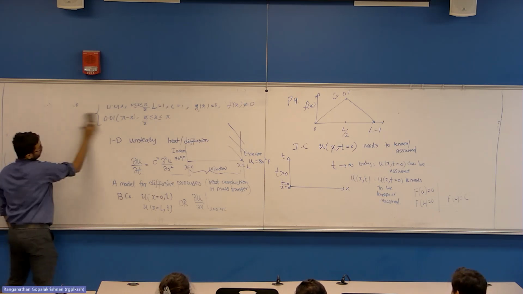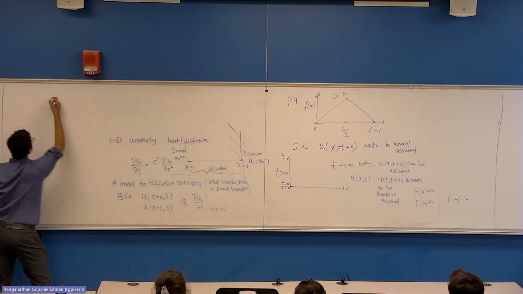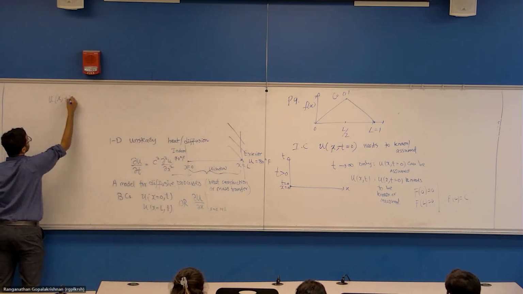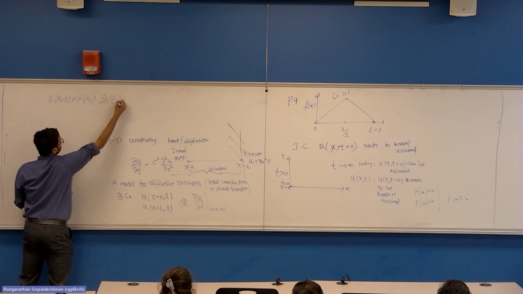So to solve this also, we are going to start with separation of variables by assuming u is a product of one function of x and another function of t only.